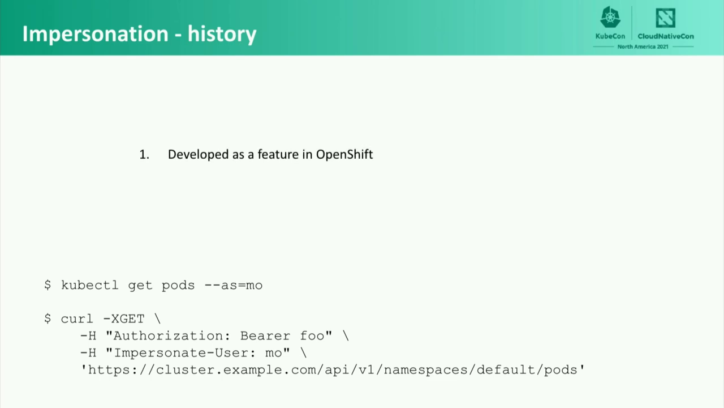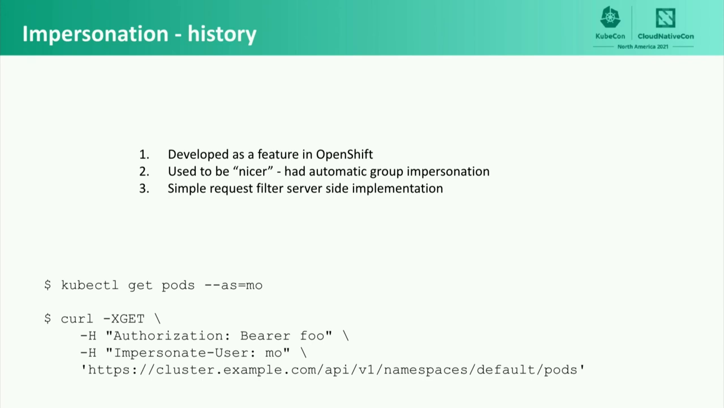Right, so this was originally built in OpenShift. And when it was upstreamed, it actually lost some functionality. OpenShift has a very strong concept of groups. So back in those days, when you impersonated a user identity, it would automatically impersonate all the groups that a user belonged to. That got lost when we upstreamed that years ago.